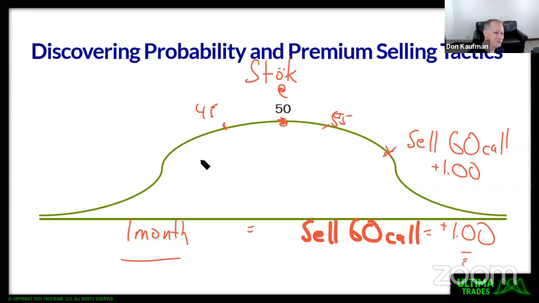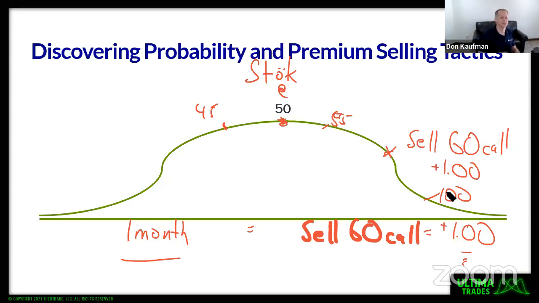But what happens if the stock goes to 100? Excuse me. If the stock goes to 100, what were you thinking? All right. Somebody has the right to take stock from you at 60. So they're going to take stock from you at 60. You have to go out and buy the stock at 100 to give them the stock at 60. You're like, I'm down by $40, but you collected $1.